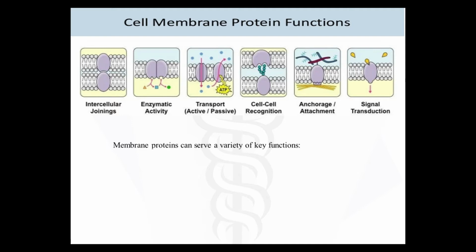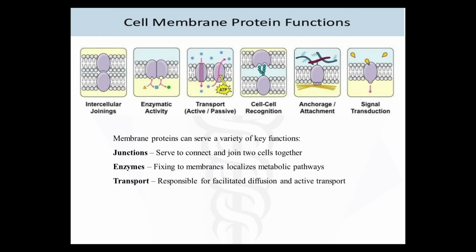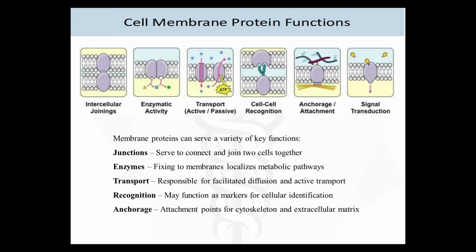The key functions of these cell membrane proteins are: junctions, that is, serve to connect and join two cells together; enzymes, fixing to membranes, localize metabolic pathways; transportation, that is, responsible for facilitated diffusion and active transport; recognition, may function as markers for cellular identification; anchorage, attachment points for cytoskeleton and cellular matrix; transduction, that is, function as receptors for peptide hormones.